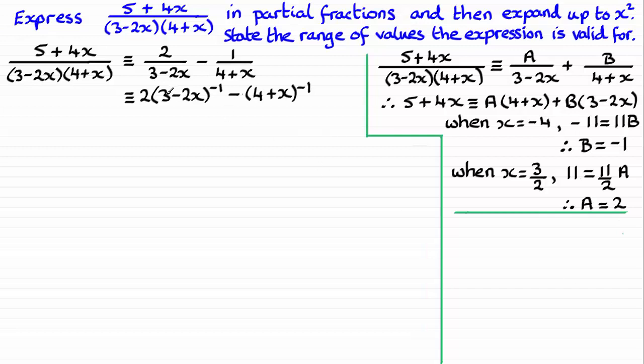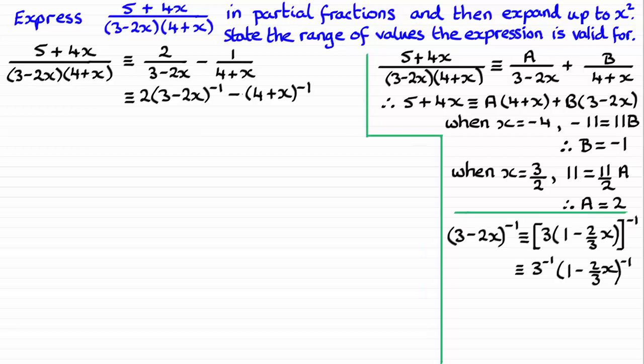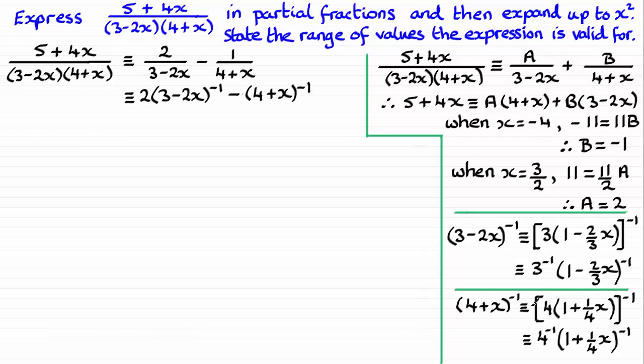But when I look at each one of these brackets, they don't start with a 1, and so I need to change them. So when we look at 3 minus 2x all to the power minus 1, pull out that 3 in front of the bracket, giving us 1 minus 2/3 x inside, and it's all raised to the power minus 1. And then that minus 1 goes across the 3 to the power minus 1, and across that bracket, the bracket to the power minus 1. Doing much the same for 4 plus x to the power minus 1 gives you this result here.